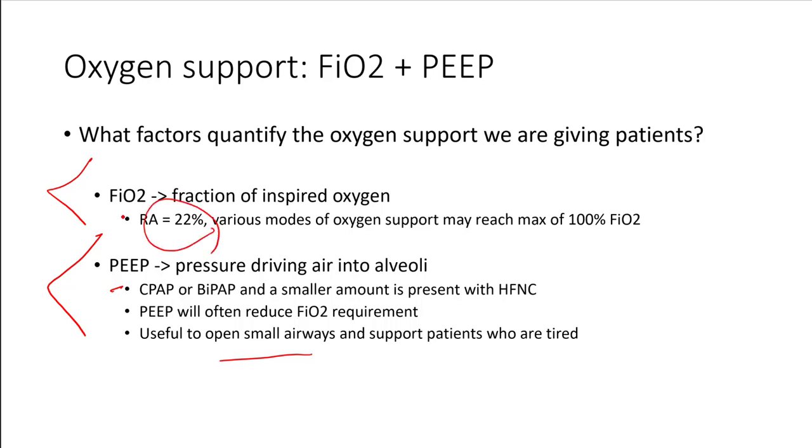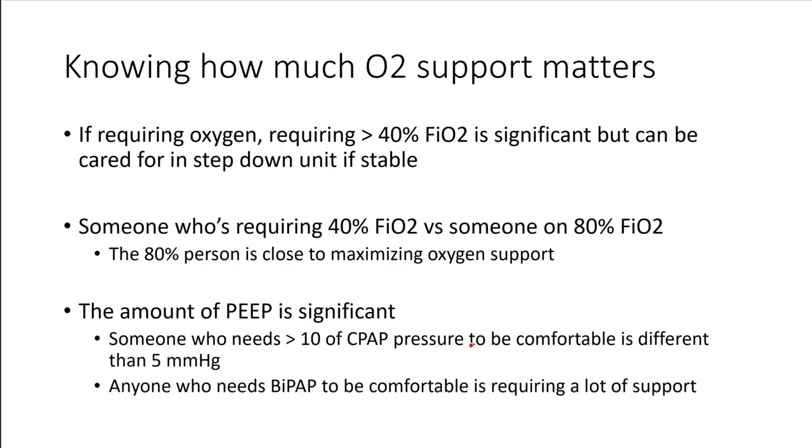Room air is 21% FiO2, that's 0.21. FiO2 of 0.2 is room air. FiO2 goes all the way up to 1.0. All right, so if you're on 100% oxygen, FiO2 100%, that's 1.0 FiO2 if you're doing it the right way, okay? And we'll get into a minute which modes of oxygen can deliver how much oxygen. That's the next slide.